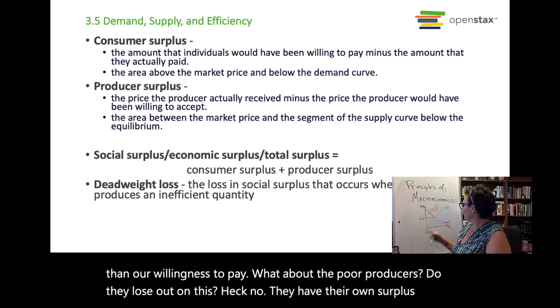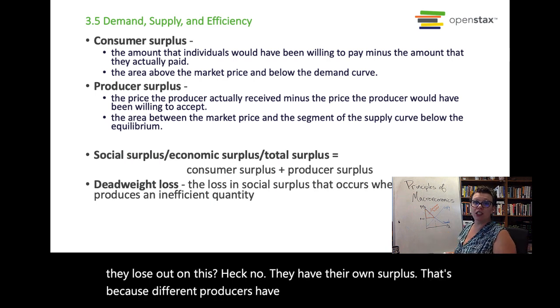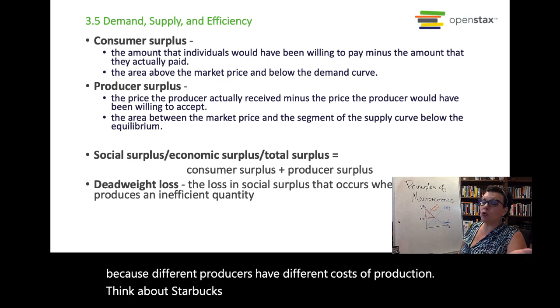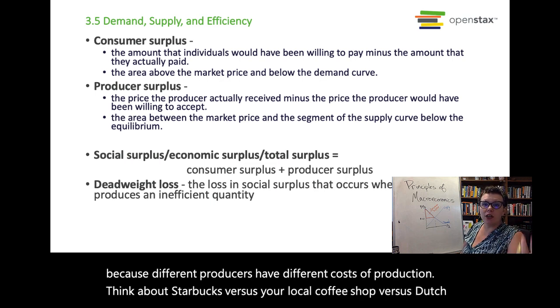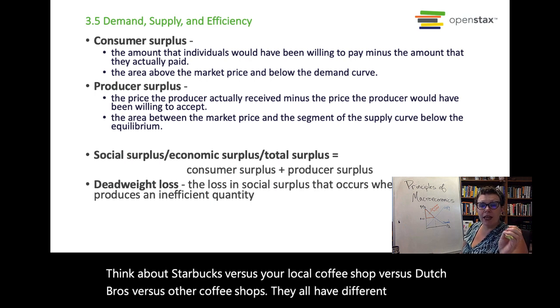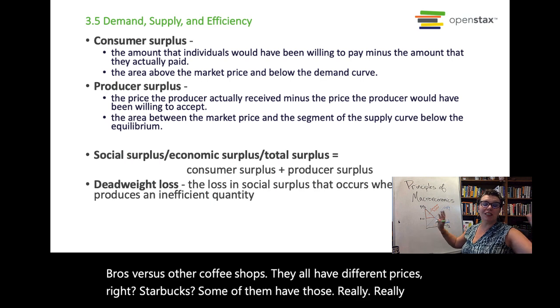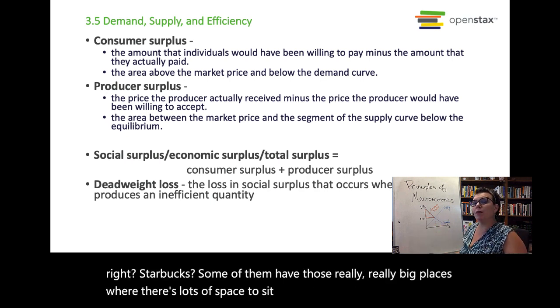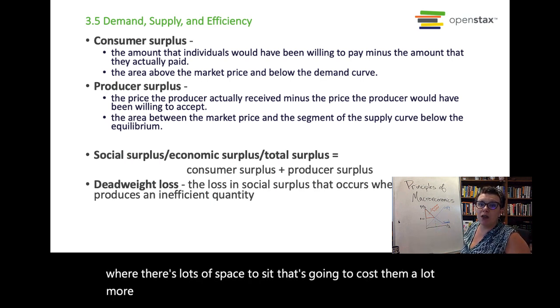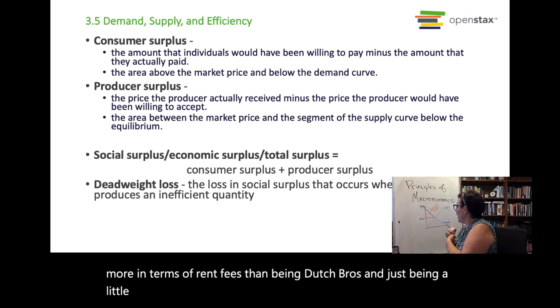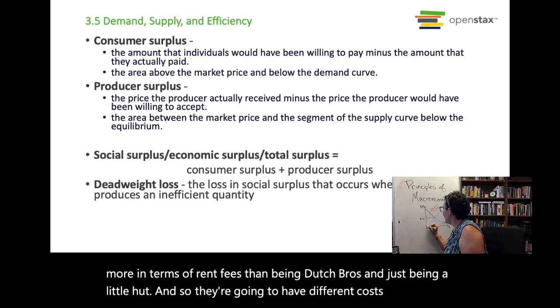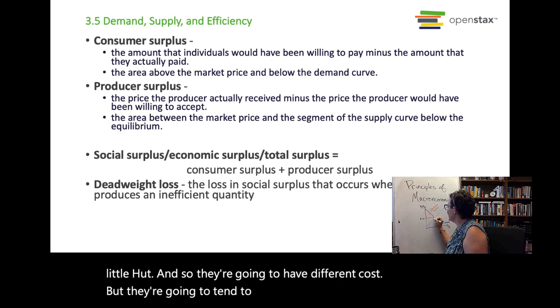That's because different producers have different costs of production. Think about Starbucks versus your local coffee shop versus Dutch Bros versus other coffee shops. They all have different prices, right? Starbucks, some of them have those really, really big places where there's lots of space to sit. That's going to cost them a lot more in terms of rent fees than being Dutch Bros and just being a little hut.